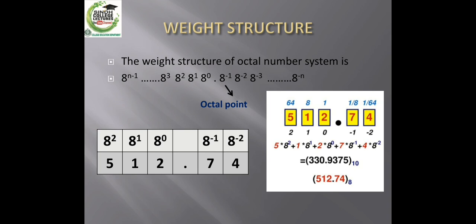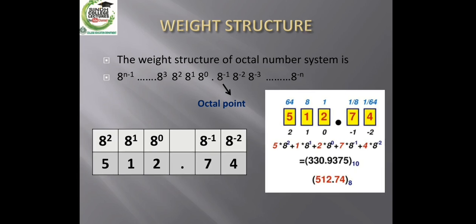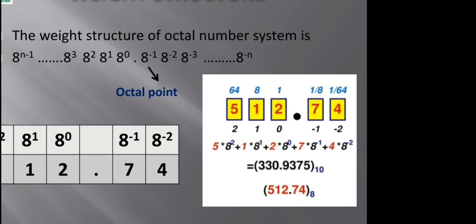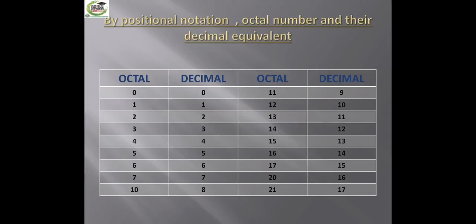The first digit to the right of the point has weight 8 power minus 1 equal to 0.125, then 8 power minus 2 equal to 0.0156 and so on. As we move further left to right, every number place is 8 times smaller. In this table, I show you by positional notation octal numbers and their decimal equivalents.